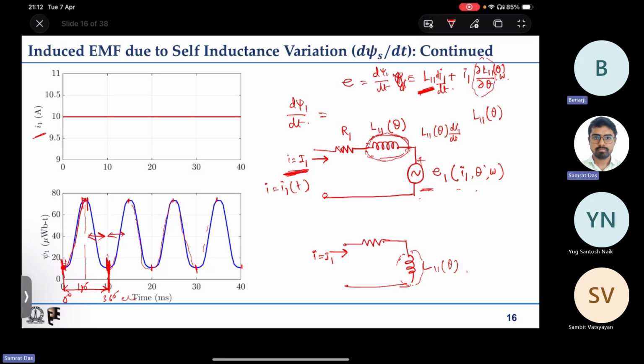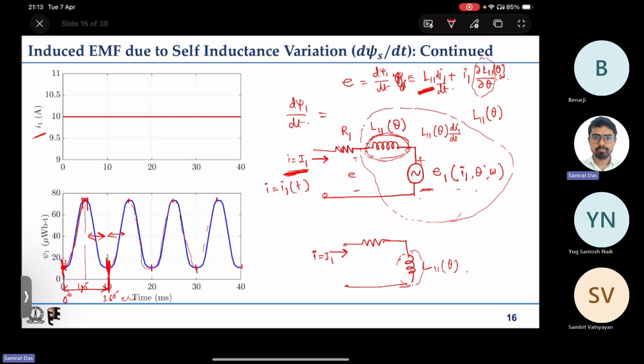In the expression you have shown, E and E1, are they the same, or is E1 just the second part, I1 dou L11 by dou theta into omega? So this whole thing is E. Okay. If that is the thing, I'm okay, sir. So this part is E, and this part is E1. Thank you, sir.